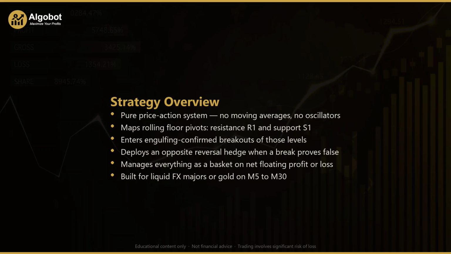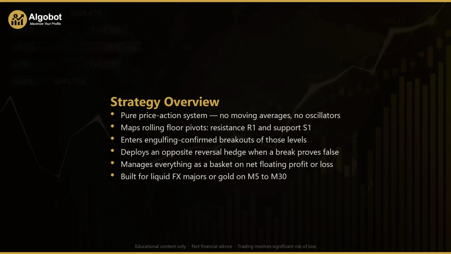Now, most range traders do the opposite of this approach. They sell at resistance and buy at support, expecting the level to hold. This strategy is the deliberate mirror of that idea. It waits for a level to actually give way, and it only acts when that break is stamped by an engulfing candle, one of the most widely studied confirmation patterns in classic price action.